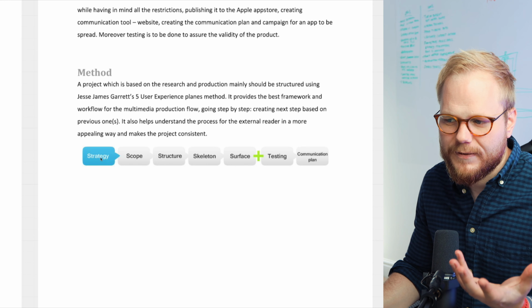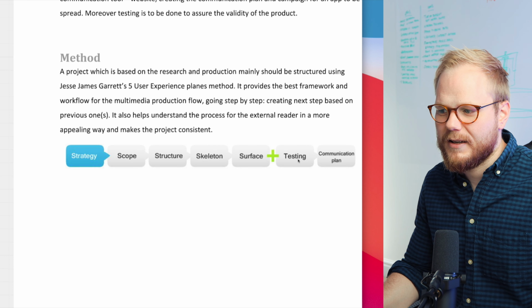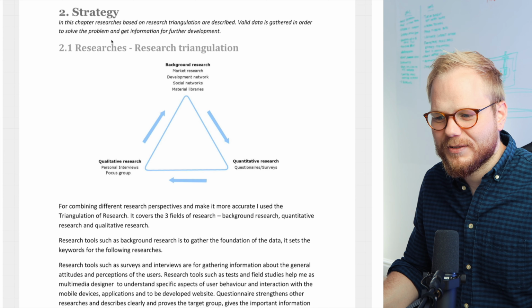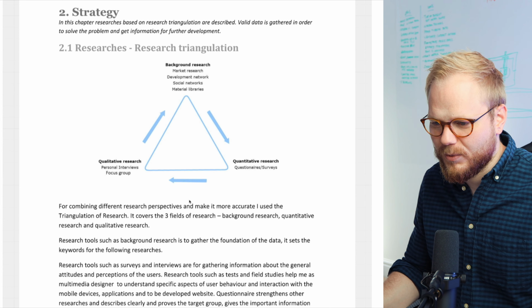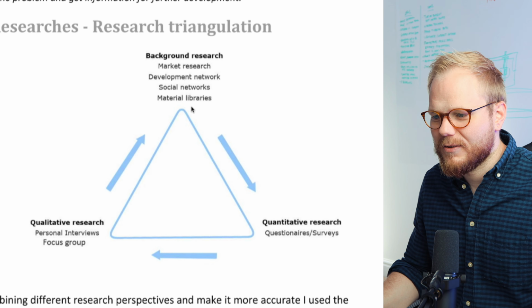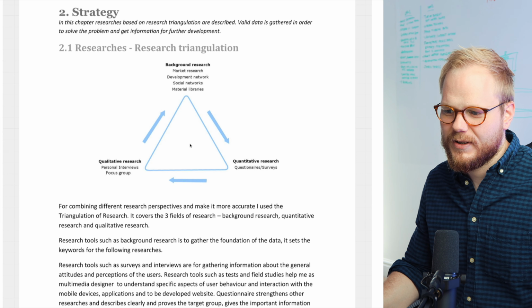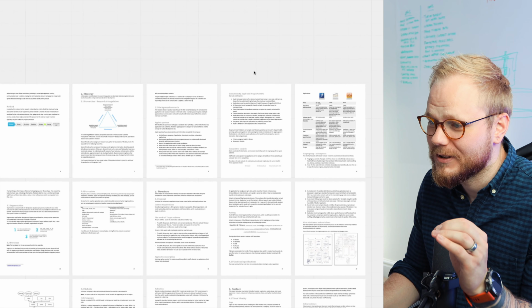But it basically defines the framework of strategy, scope, structure, skeleton, surface. Add-ons were mine: the testing and communication plan for rollouts. I was quite impressed that I used this framework. I don't even know where this was taken from. Maybe there's a reference point somewhere, but it had to do with secondary research and then quantitative and qualitative research to form the strategy. So I at least started with research from the beginning, even if I knew what I was going to develop by the end of it.